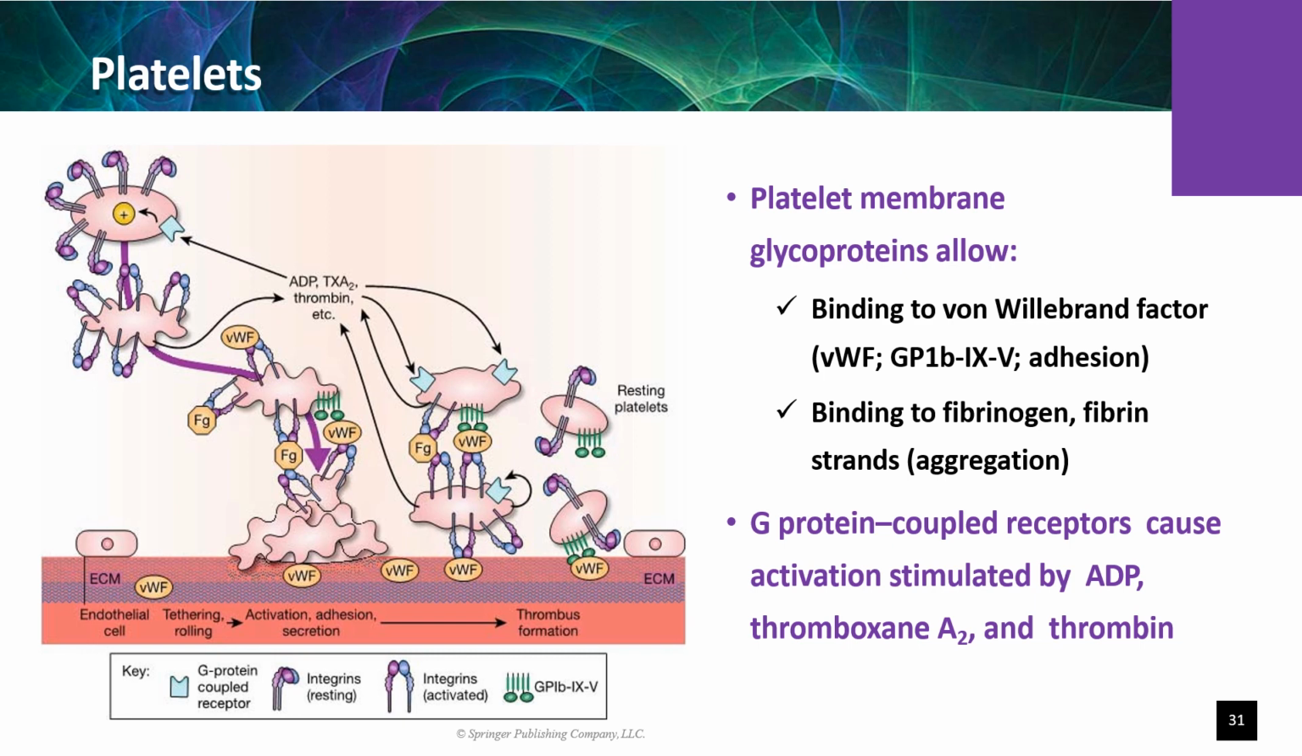Clots form at sites of vascular damage when the endothelial cell layer is disrupted and the ECM is exposed. The formation of the primary clot depends on the platelet adherence to the ECM.